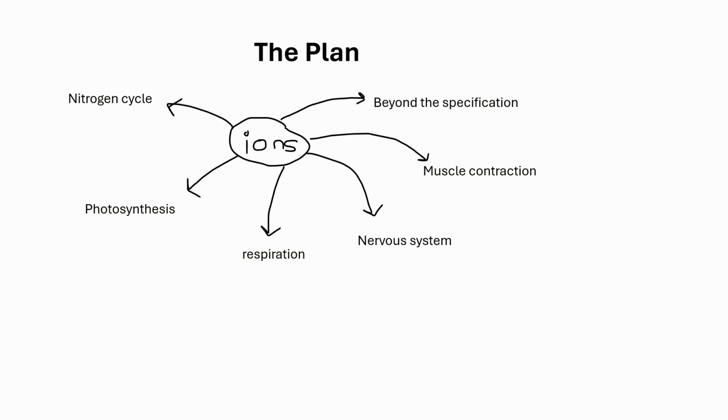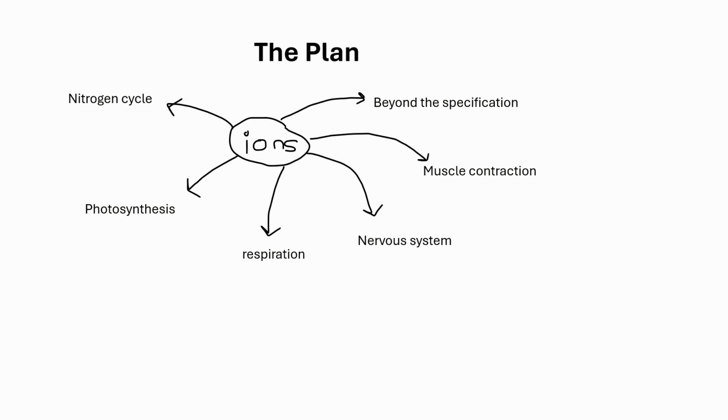So here's my plan on ions. Now, there are many, many different topics you can talk about. I'm going with the nitrogen cycle, photosynthesis, respiration, the nervous system, followed by muscle contraction, and beyond the specification if you're looking to get beyond 20 out of 25 marks.